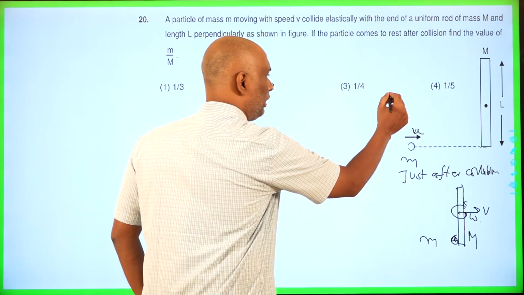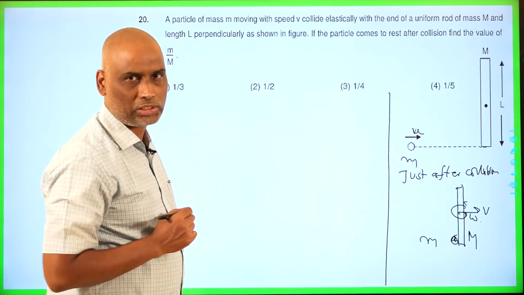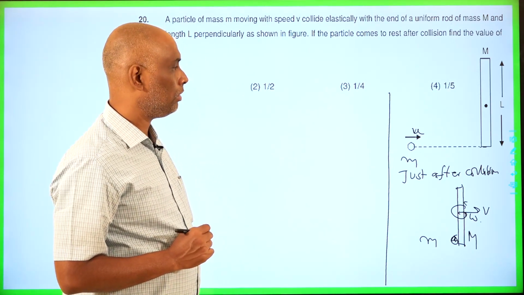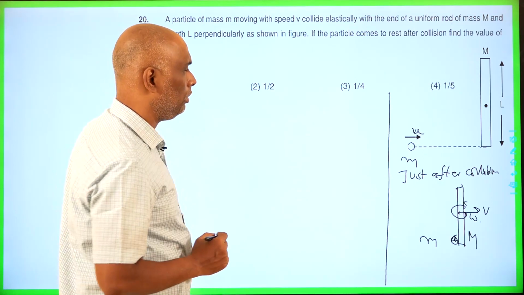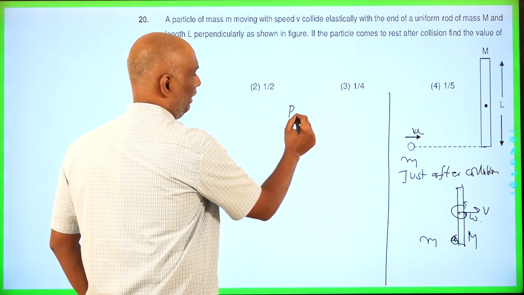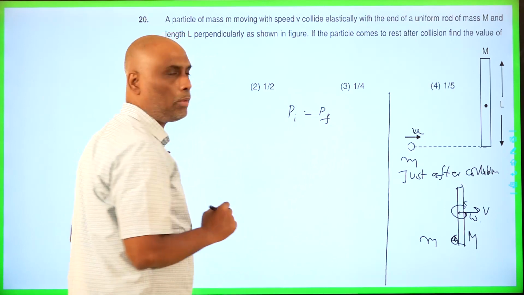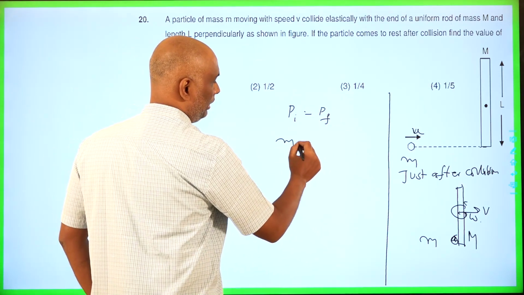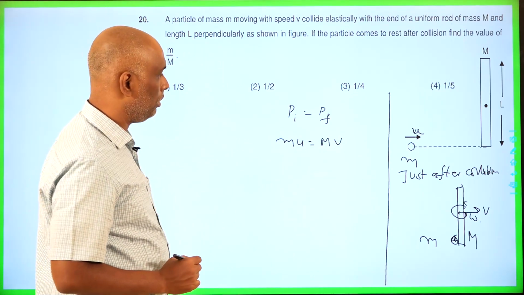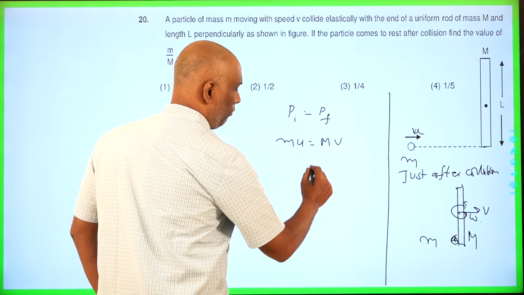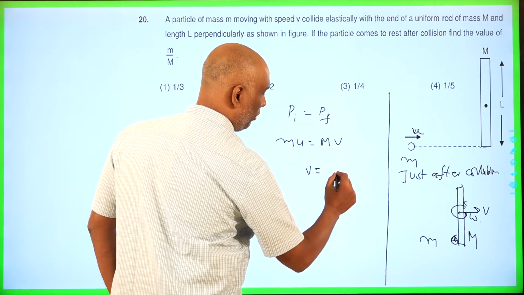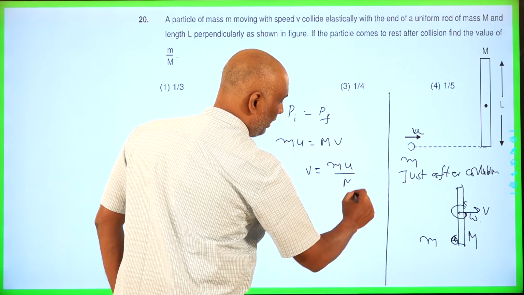Now for this system, we can apply two conservation laws. What are the two conservation laws we can apply? One is the law of conservation of linear momentum. When I apply it, initial momentum should be equal to final momentum along the x direction. Initial momentum is mu, which should be equal to the final momentum, which is capital M v. From this equation I can say the final velocity of the center of mass of the rod, this v, is equal to mu divided by capital M.